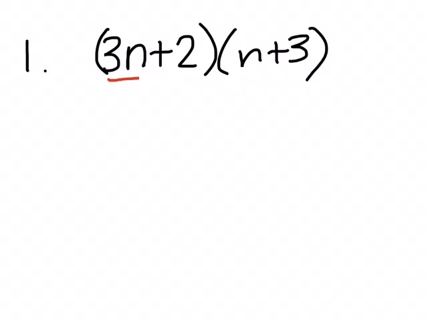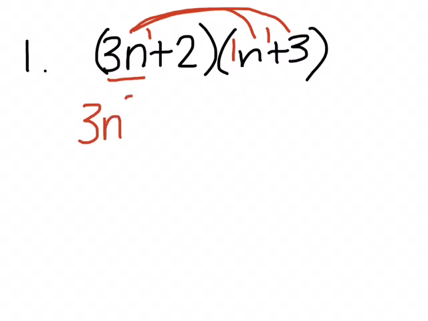So I'm going to start with 3n, and I'm going to multiply it by n, and I'm going to multiply it by positive 3. Remember, when we're multiplying, if we have just a variable, we know that there's a 1 in front of it. So we're going to multiply the numbers. 3 times 1 is 3. And n times n, when we multiply two variables with the same base, we add their exponents. So n times n, we add the 1 and the 1, and we get n squared.